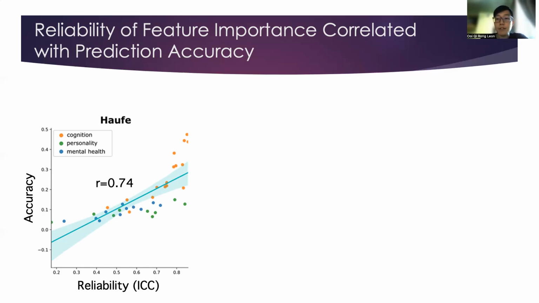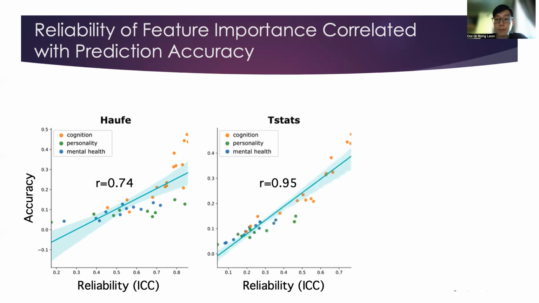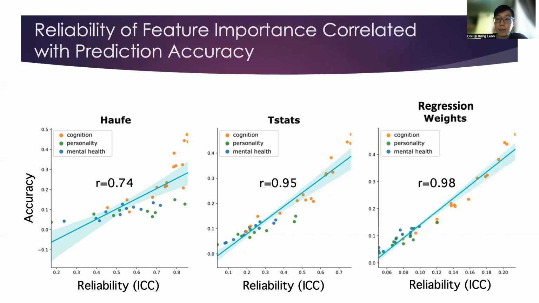Looking at the results for the Haufe transform weights, we can see that the reliability of feature importance is highly correlated with prediction accuracy. The correlation between accuracy and ICC is 0.74. We see a similar pattern of correlation between accuracy and test-retest reliability for t-statistics also, with a correlation of 0.95. However, it gets even better. For regression weights, the correlation between accuracy and ICC is even higher at 0.98.